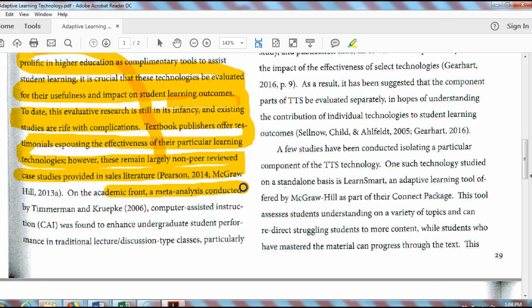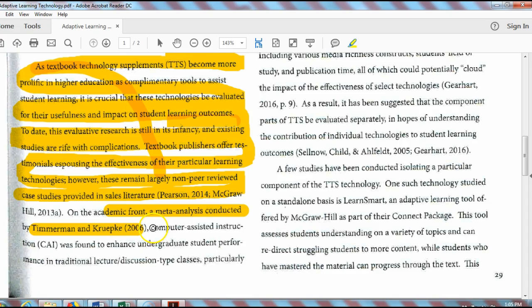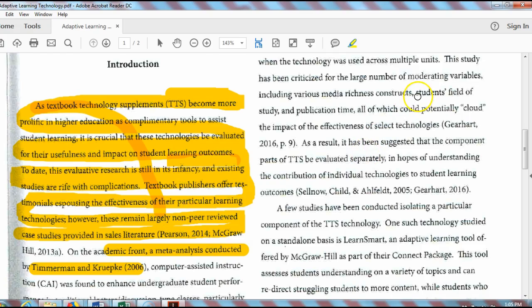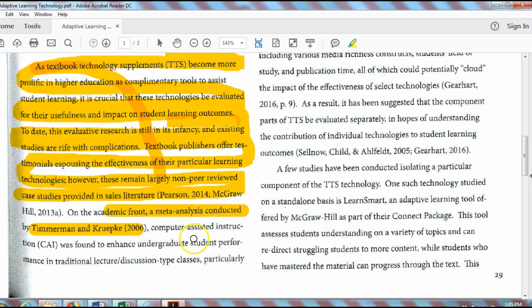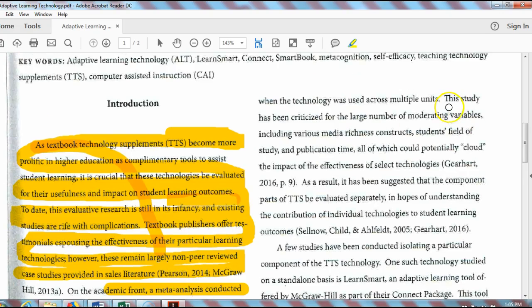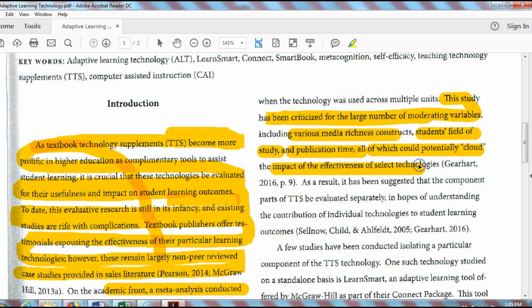On the academic front, there was one study done by these two gentlemen here, Timmerman and Krupke, who really looked at everything, and they found that they helped undergraduate students in performance in traditional lecture classes, which is great. They looked at, I think, 26 studies or something. The problem was the study was criticized because there were too many things they were examining, including media richness, students' field of study, publication time, and that could all cloud the impact of the technology.